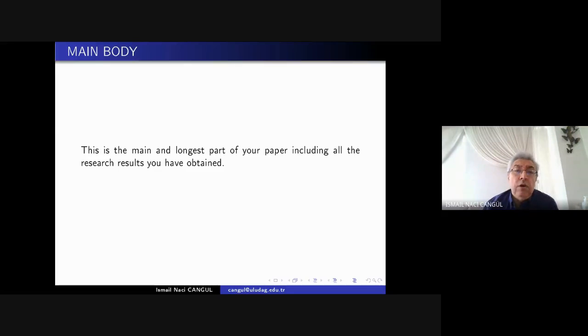Main body, this is the longest part of the text of your paper, sometimes 10 pages, 20 pages, 30 pages. It includes all the research results you have obtained, but it is usually a classical way of writing this main part, so I will not tell you about this main body too much. Every journal has a styling template, so you will obey this template if you are submitting. Otherwise, most journals will not accept your paper at the initial stage, and they will say it must be written according to our template. Please resubmit it, or they will easily reject it sometimes.